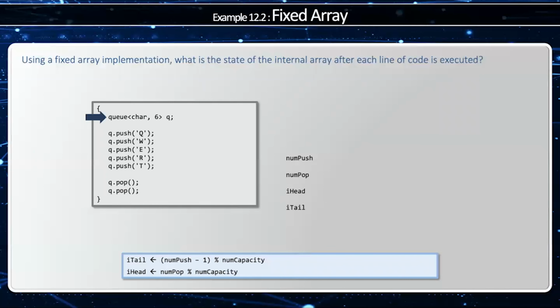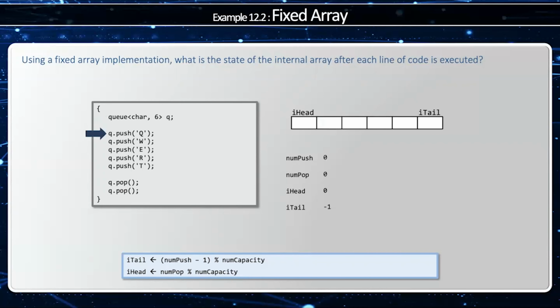So I'm going to say, give me 6 characters, so that's going to be 6 characters. Head is slot 0, and tail is -1, or slot 5. So numPush is 0, numPop is 0. So therefore, my head is 0 and my tail is -1.